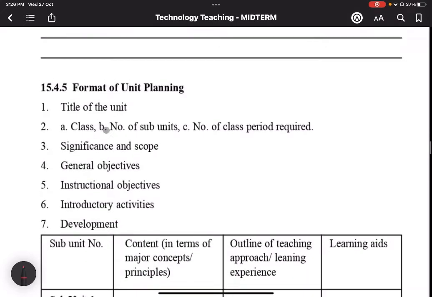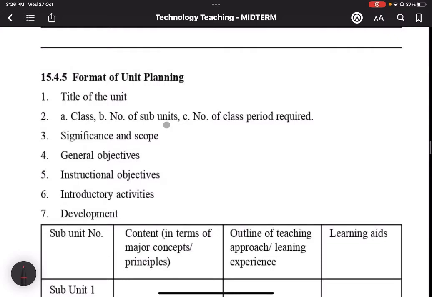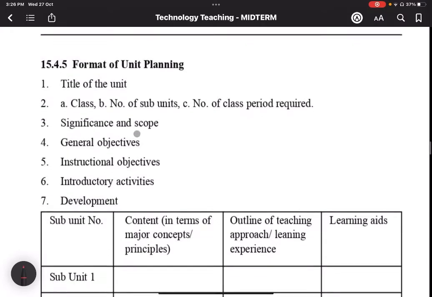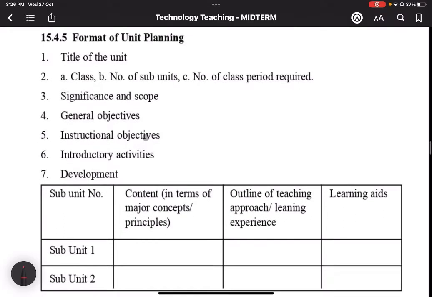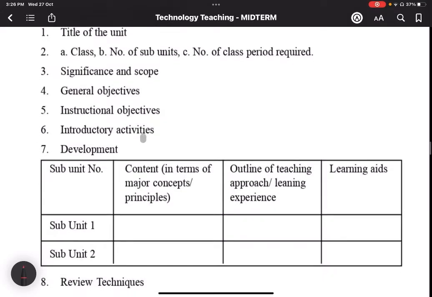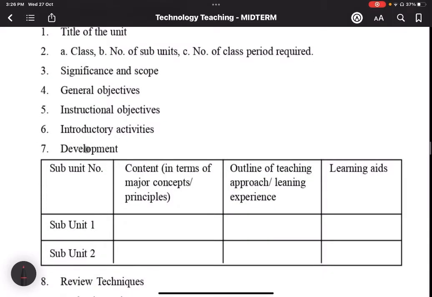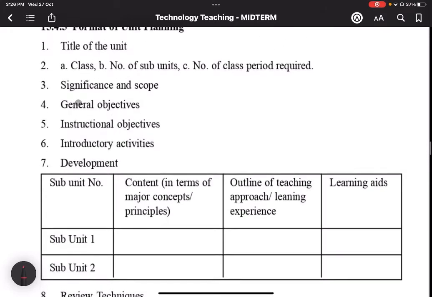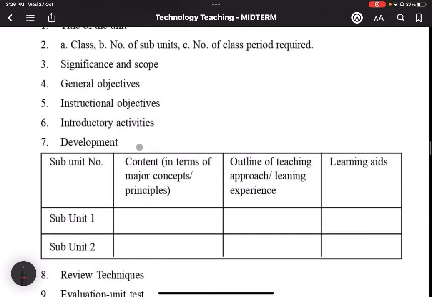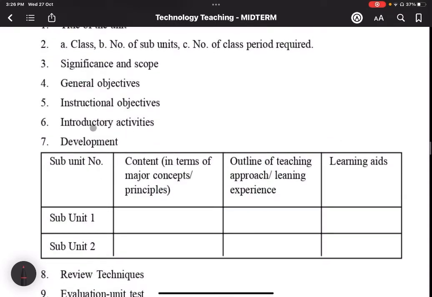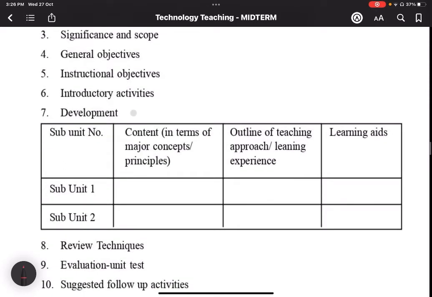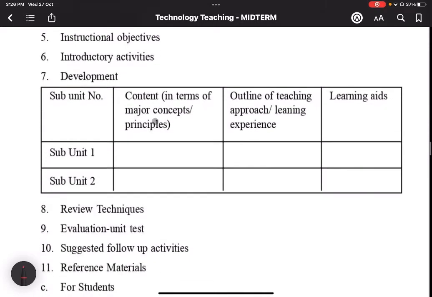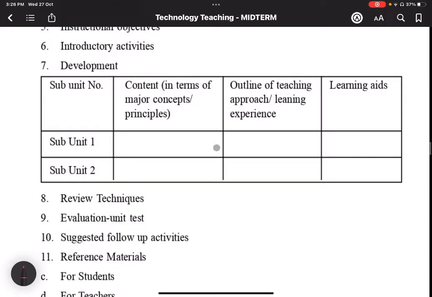We have title of the unit, class, number of subunits, number of class period required, no? Significance and scope, general objectives, instructional objectives, introductory activities, developmental activities. Alam na natin to, instructional objectives, general objectives. Okay, mamaya magbibigay tayo ng sample. But na-discuss na natin to sa prelim and sa first part ng midterm, no? So ito yung format ng table.